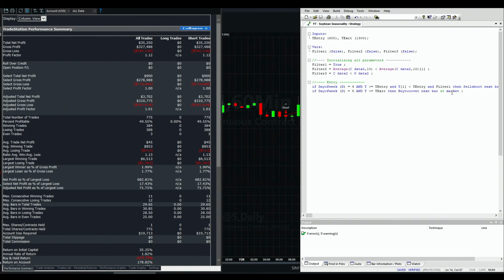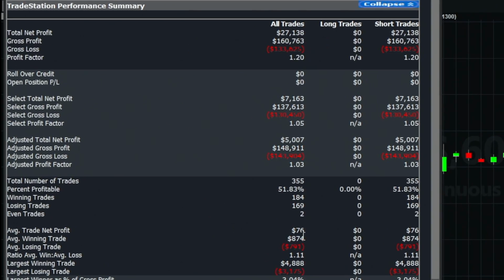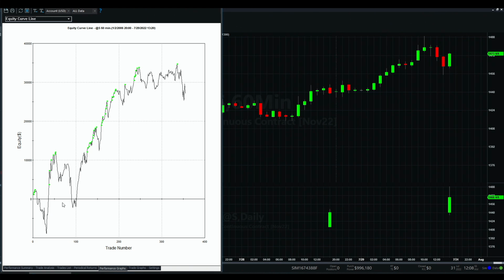Okay, so now let's introduce filter 2, which is the moving average. It's a trend filter, and a trend filter is really good. We went from $45 on average to 76. That's a 50% enhancement in our average trade. And we can see the performance. This is a little bit shallower than before, and we reduce some of the drawdowns here. This is still a big drawdown, but definitely it's an enhancement.